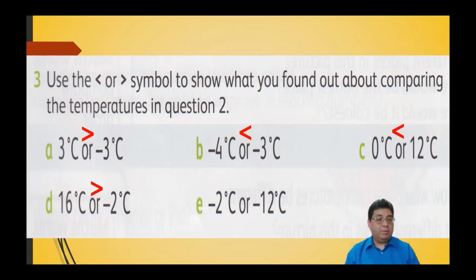For letter C, again, we know that 0 degrees Celsius is colder than 12 degrees Celsius. For letter D, we know that 16 degrees Celsius is warmer than -2 degrees Celsius. And letter E, we know that, again, -2 degrees Celsius is actually warmer than -12 degrees Celsius, because as I said, -2 is closer to 0.